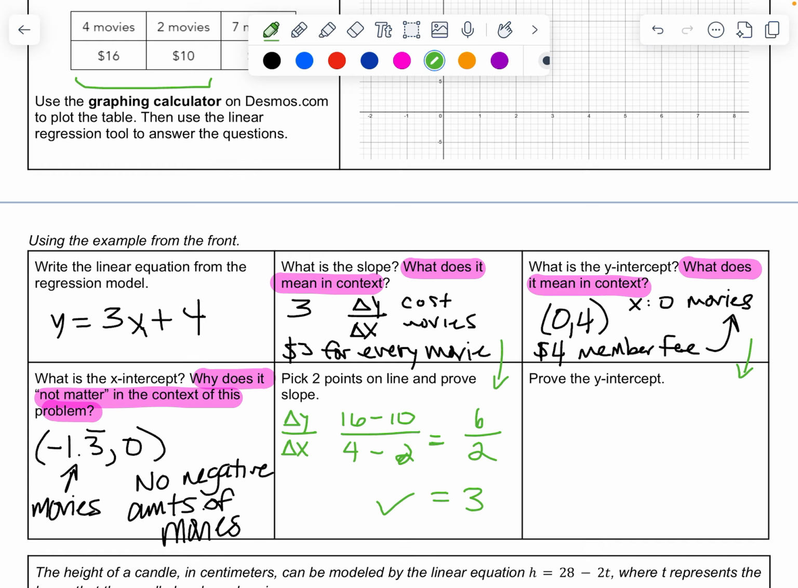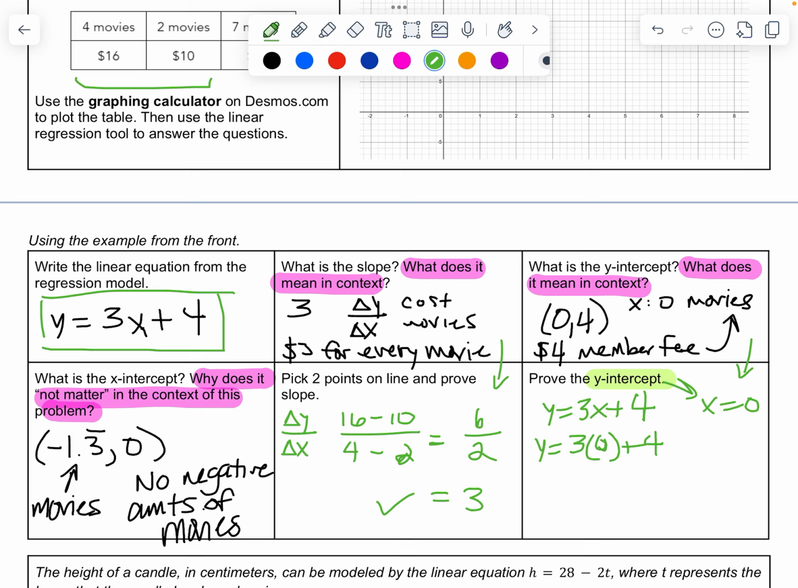Proving the y-intercept, well, again, this is going to go back to understanding what we have here. In this situation, we know the linear equation was y = 3x + 4. And this should be simple enough. Looking specifically at the phrasing, y-intercept, that means the x has to be 0. So all I have to do is evaluate: I'll take 0 and plug it in anytime I see x.